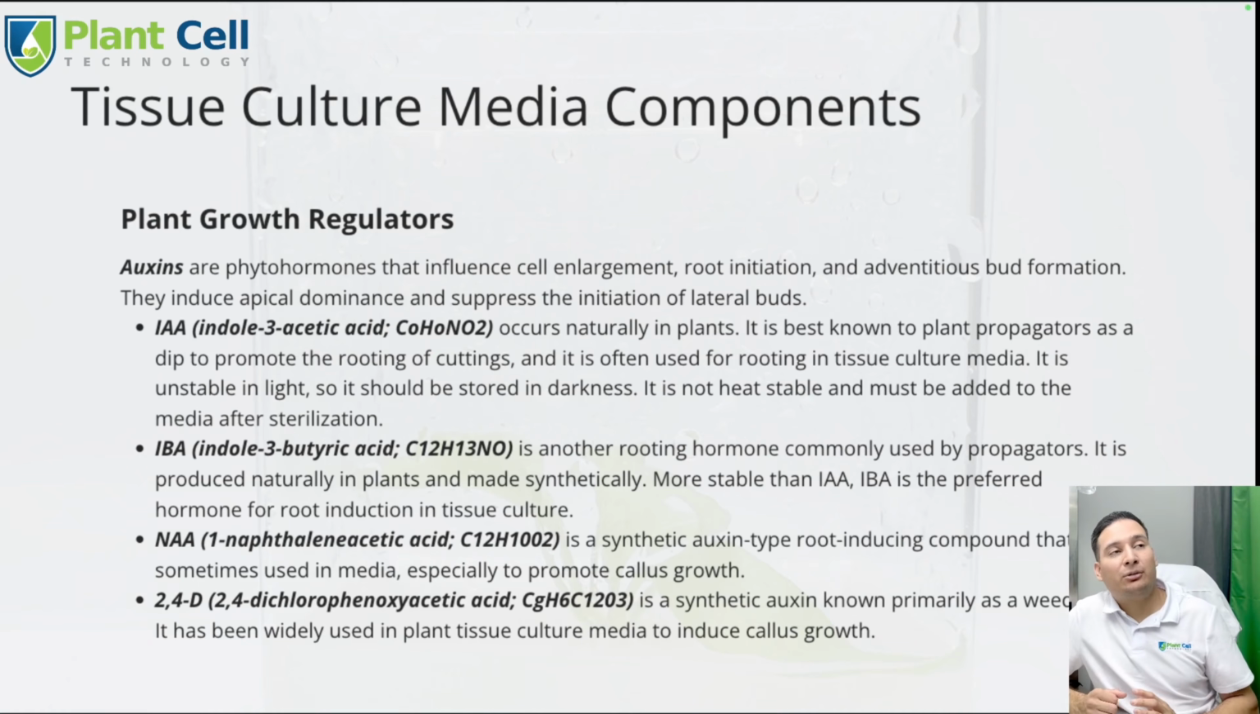That's the reason why I like to use IBA, which is also a naturally occurring hormone, but it's also made synthetically. So when we work in tissue culture, we are using the synthetic form, which is more stable. It is heat stable, so it is a lot easier to use. I can just add it while I'm making my media.